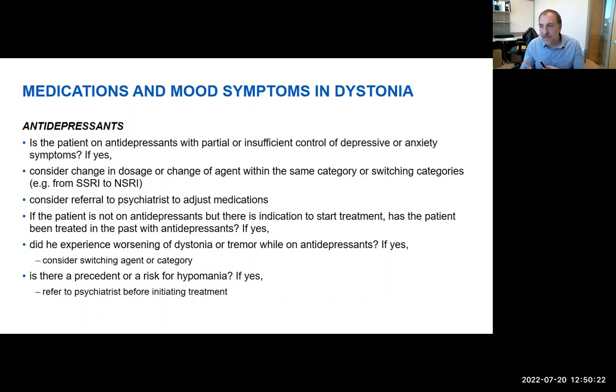Even though we don't have a lot of safety concerns about using antidepressants with regards to worsening motor symptoms of dystonia, there are a few cases in which this has happened. And so it is useful to ask this question before starting an antidepressant. And if there is this precedent, then it is useful to consider switching agent or antidepressant category. But if there is a precedent or a risk for hypomania or severe mood fluctuations that might suggest cyclothymia or a bipolar even, definitely the recommendation would be to refer to a psychiatrist before initiating a treatment with antidepressants.